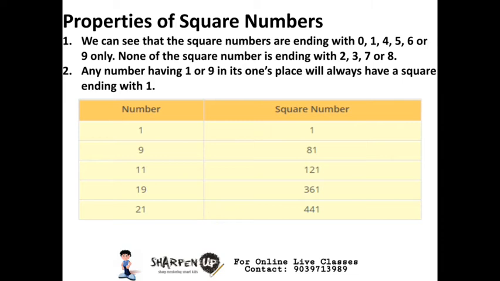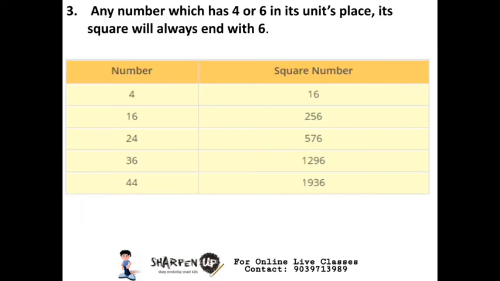The second property: any number having 1 or 9 in its ones place will always have a square ending with 1. The third property: any number which has 4 or 6 in its unit place will always have a square ending with 6, as we can see here in our examples.